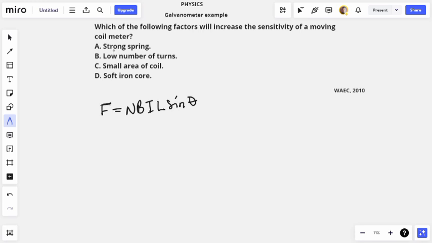Now our first option is strong spring. No, strong spring is not even among what we are saying. Strong spring will reduce the sensitivity because the strong spring will oppose the movement of the coil. It will resist it more. It will even reduce the sensitivity. On B, low number of turns. No, if the number of turns is low, the sensitivity will not increase. The number of turns needs to be high. Small area of coil. No, the area needs to be large.